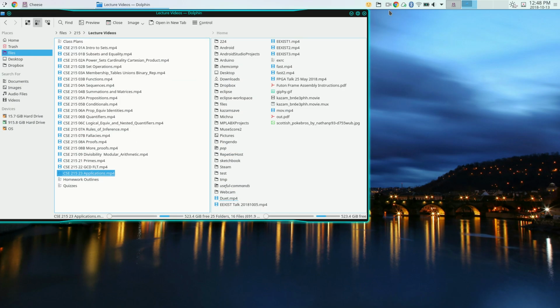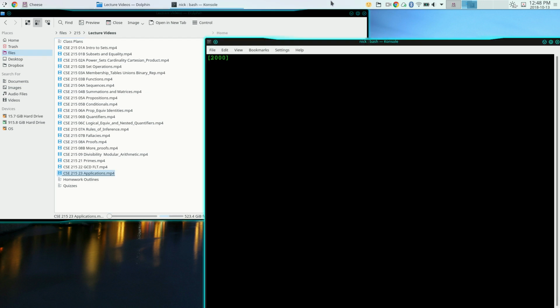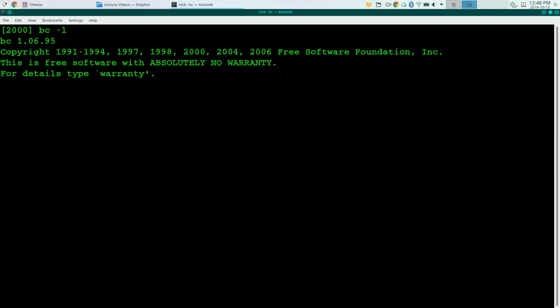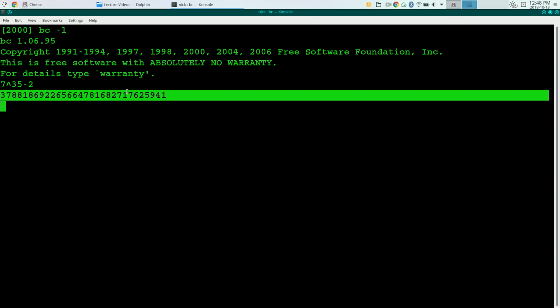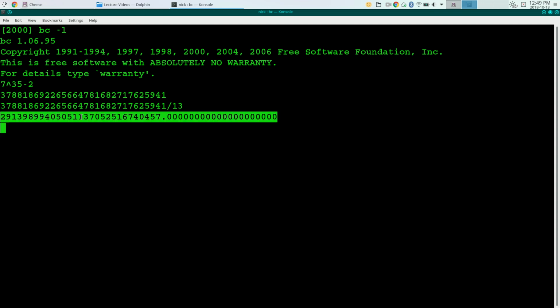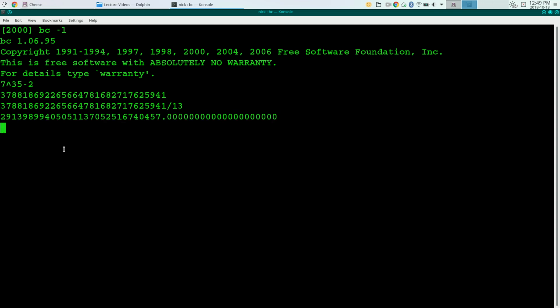And if we go back into our binary calculator and we say 7 to the 35th minus 2, we get this big long number. And if we take this number and we divide it by 13, we should get an integer. There you go. So 7 to the 35th is actually 13 times this number plus 2.